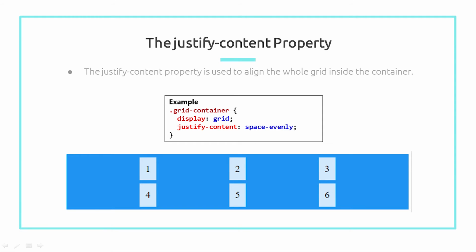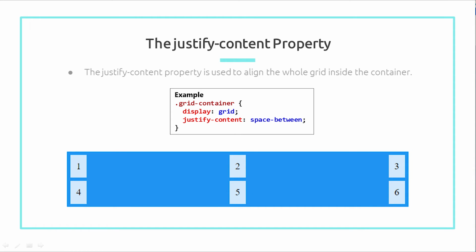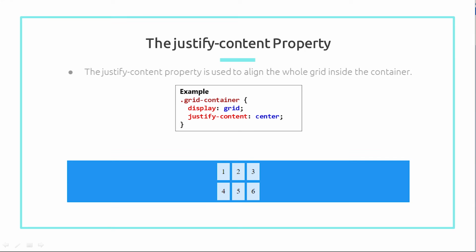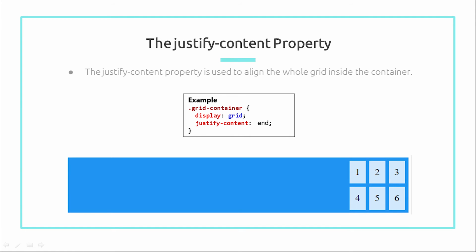The justify-content property. The justify-content property is used to align the whole grid inside the container. Justify-content: space-evenly. Justify-content: space-around. Justify-content: space-between. Justify-content: center. Justify-content: start. Justify-content: end.